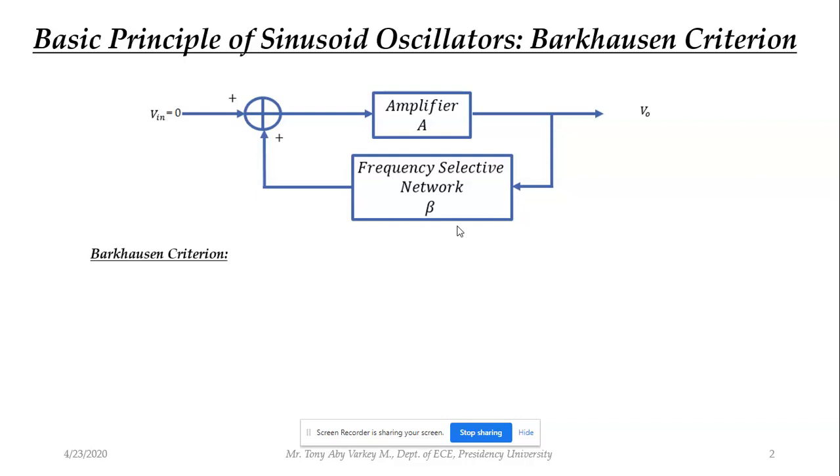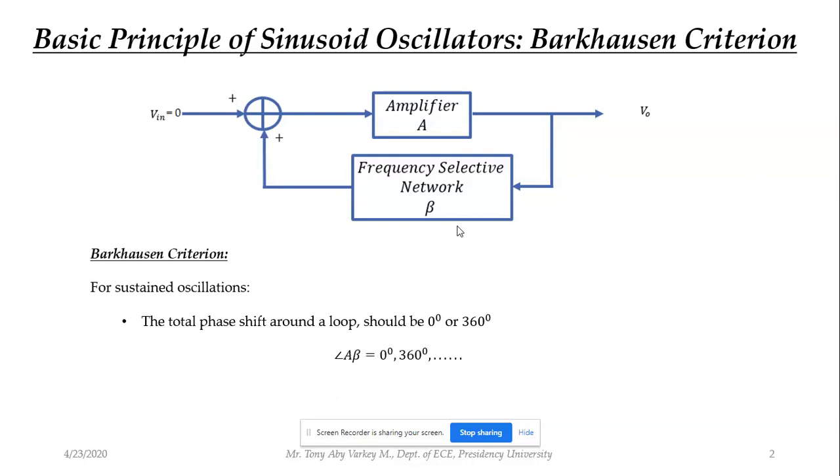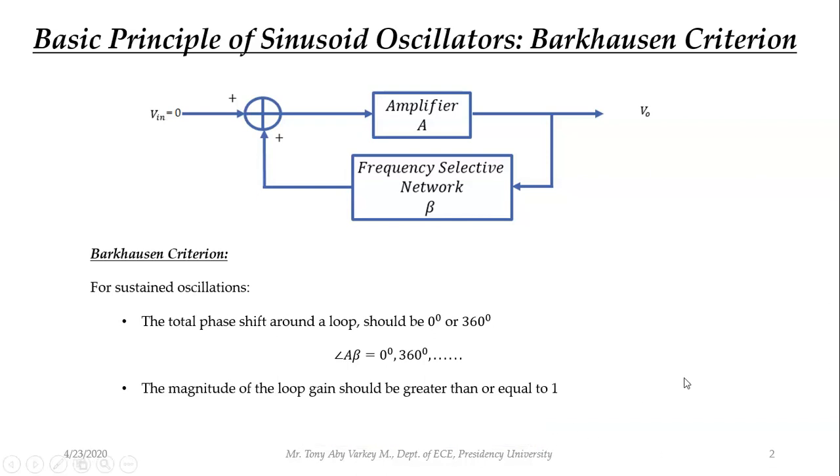The Barkhausen criteria states that for sustained oscillations, the total phase shift around the loop should be 0 or a multiple of 360 degrees. So the angle of A beta should be equal to 0, 360 degrees or a multiple of 360 degrees. The second condition is that the magnitude of the loop gain should be greater than or equal to 1, which means that mod value of A beta should be greater than or equal to 1. We derived this in the last class.